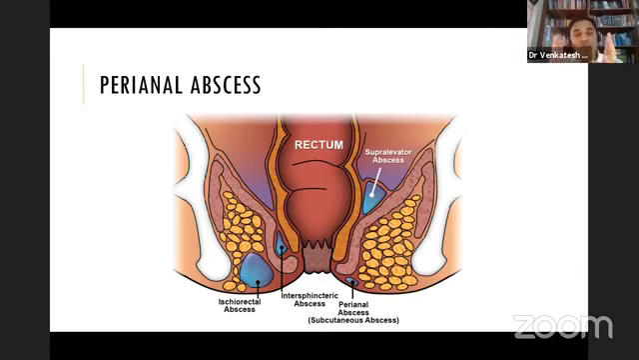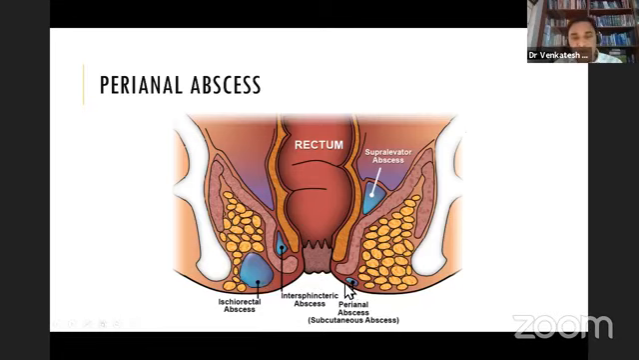Now, the intersphincteric abscess is common, and then there is an ischiorectal abscess, which is in the buttock. This is the bone which you can feel on your buttock on either side. And this is the fat which you feel when you touch your buttock. The softness comes from the buttock tissue, or ischioanal fossa, we call it. And this is an ischiorectal abscess.